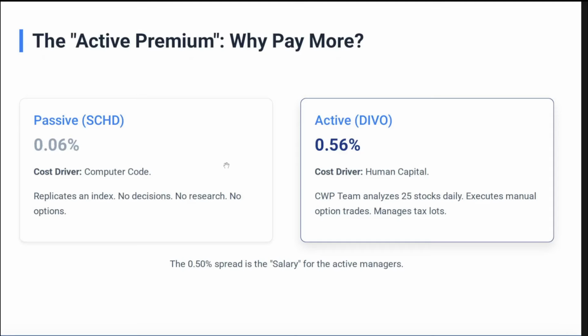You're not paying for an actual team, such as the active ETF like DIVO. It has a 0.56% because the cost driver is human capital. The CWP team analyzes 25 stocks daily, executes manual option trades, and manages tech slots, right? The 0.56 spread is the salary for the active managers.